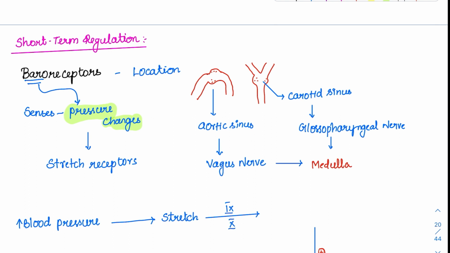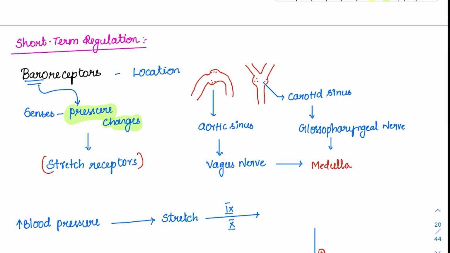We need an active stretch in the case of baroreceptors. That is the reason we have chronic hypertension, because for them the stretch is always constant. So the baroreceptor will think that is its normal blood pressure. So it is also called stretch receptors.